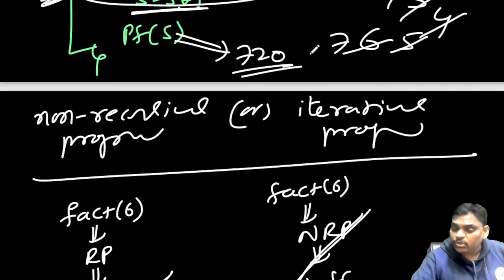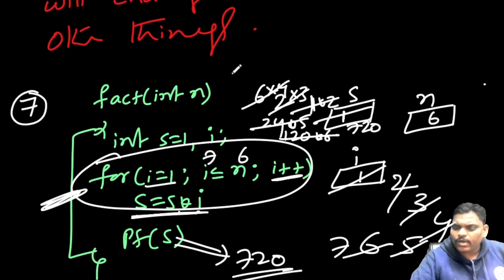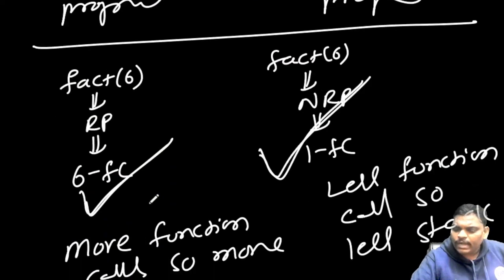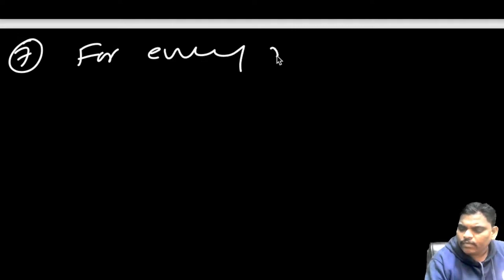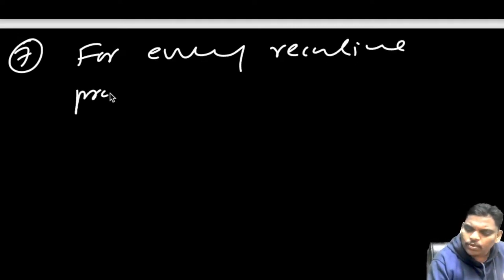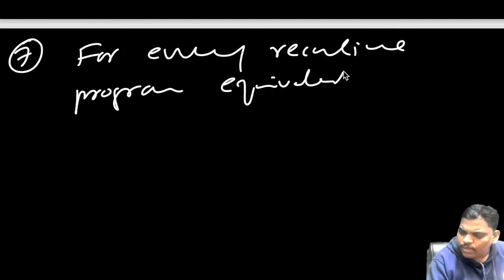So what I mean to say is, understand everyone. I am writing the 7th point. Whatever I have done till now is for the 7th point only. Can you see the 7th point? For every recursive program, an equivalent non-recursive program is possible.